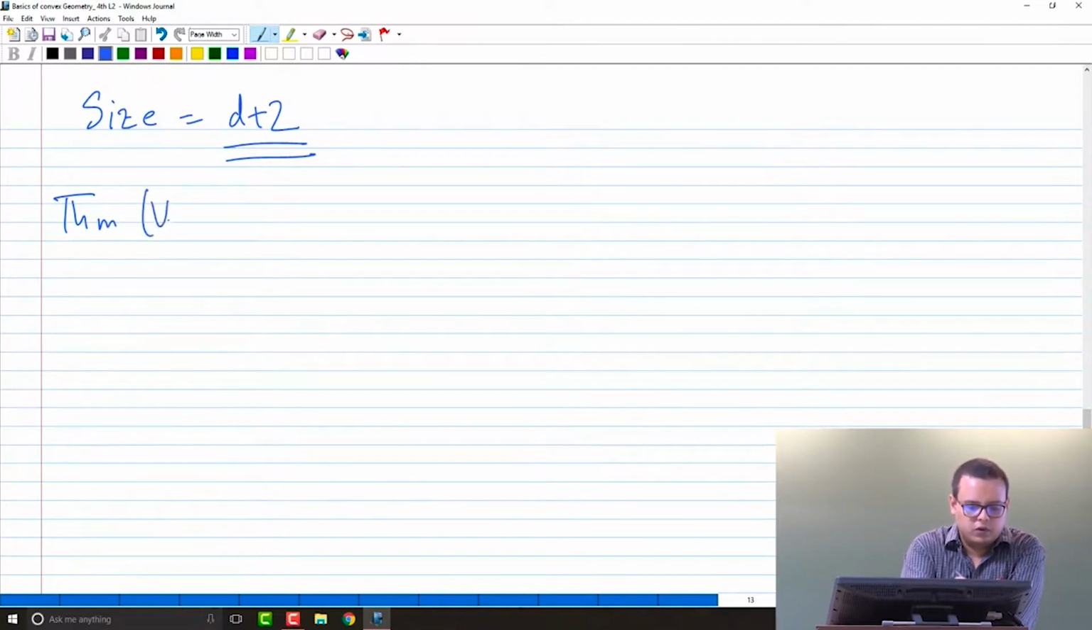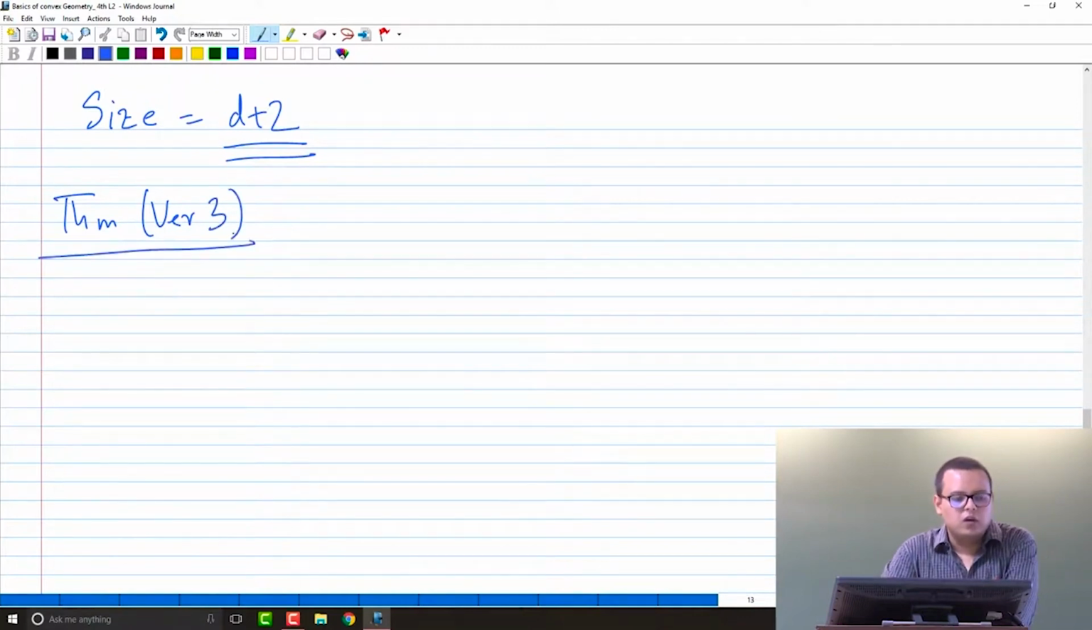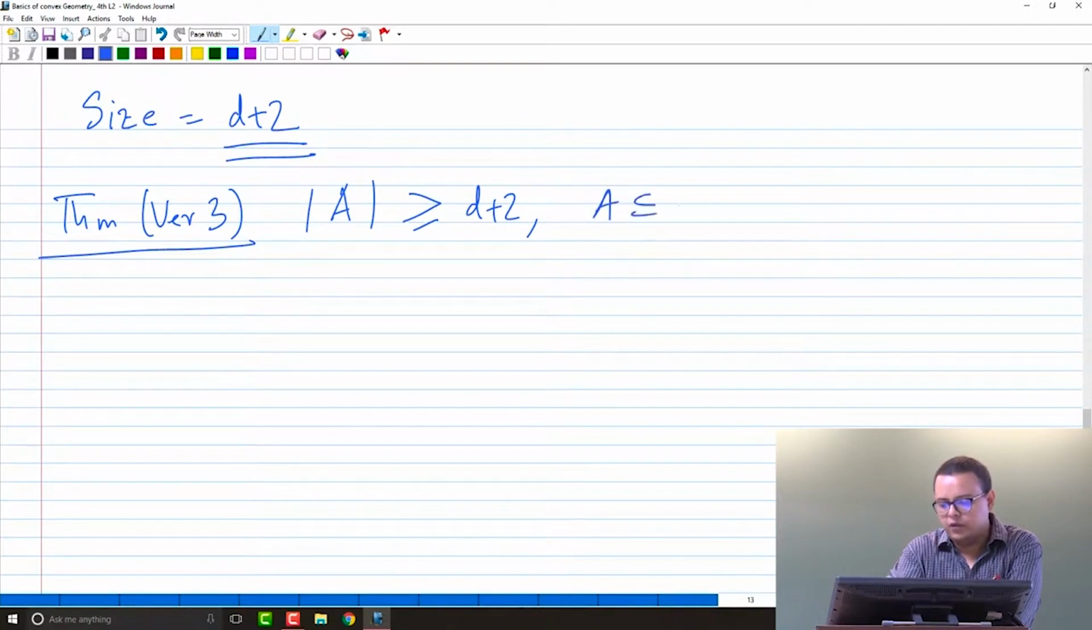Version 2 now, version 3 now, we already saw version 2, and we will say size of A is greater than or equal to d plus 2, A is a subset of R^d, then the same Radon theorem holds. Okay. Again, apparently it will look like we are proving something stronger. This theorem is being proved for a set of size even greater than d plus 2, even d plus 3, d plus 4. Am I doing anything special when I say this statement?